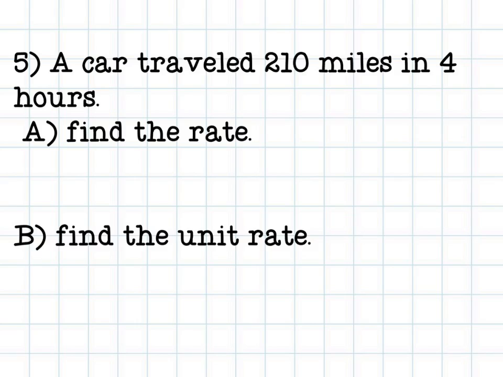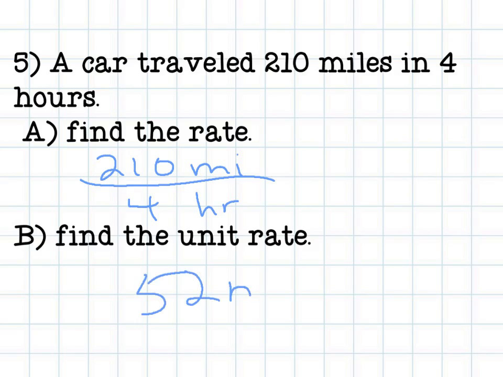Okay, now let's use a word problem to see if we can find the rate and the unit rate. It says a car traveled 210 miles in 4 hours. So how do we find the rate? We write 210 miles over 4 hours. And now we need to do the unit rate. In order to do the unit rate, you take 210 and you divide it by 4. It comes out to 52 miles per hour. It can be written that way, or the miles per hour could be written as mph.